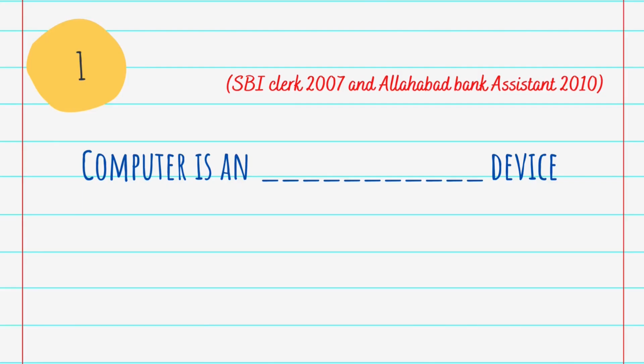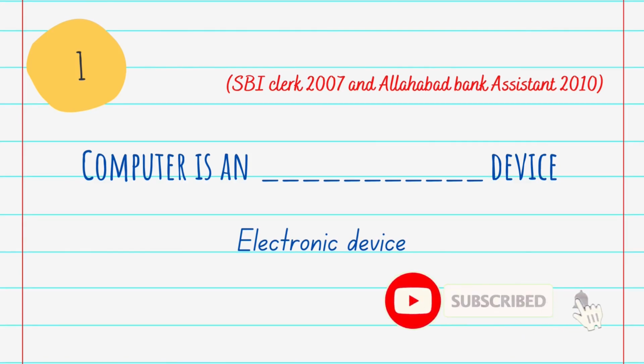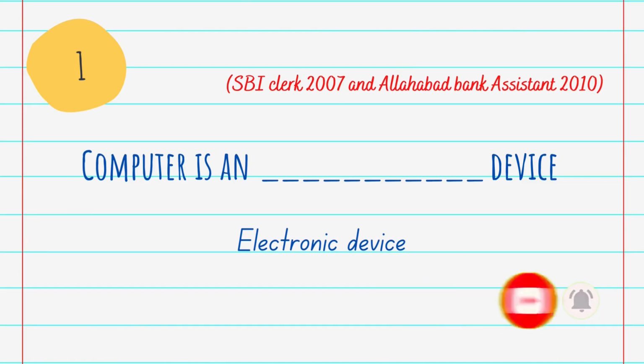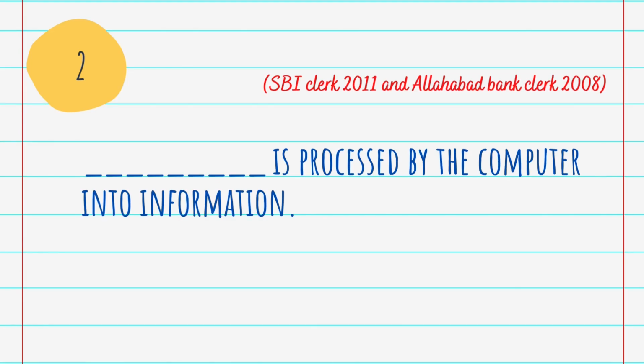So let's begin. Our first question was asked in SBI Clerk 2007 and Allahabad Bank Assistant 2010. A computer is a digital device. Answer is electronic device. A computer is an electronic device that manipulates information in the form of digitalized data and has the ability to store, retrieve and process data to manipulate for some result based on a program, software or sequence of instructions. Question number 2, asked in SBI Clerk 2011 and Allahabad Bank Clerk 2008.